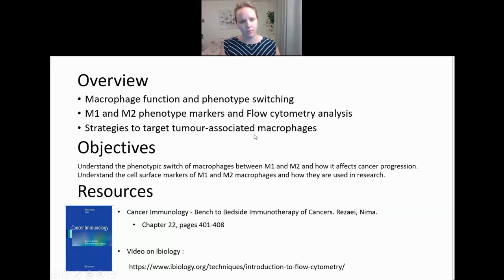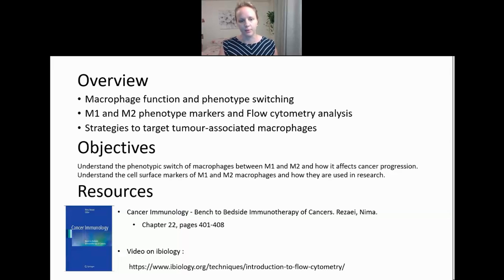The objectives for this class are to understand the phenotypic switch of macrophages between the M1 and M2 phenotypes and how it can affect cancer progression, and to understand the cell surface markers of M1 and M2 macrophages and how they are used in research.